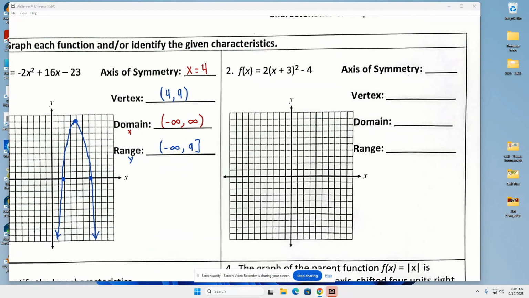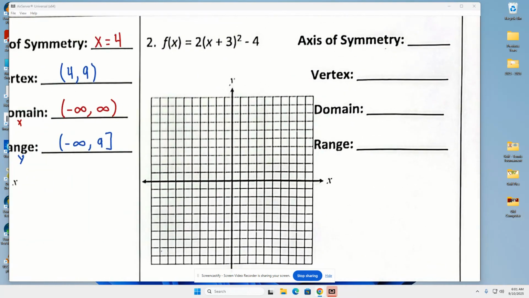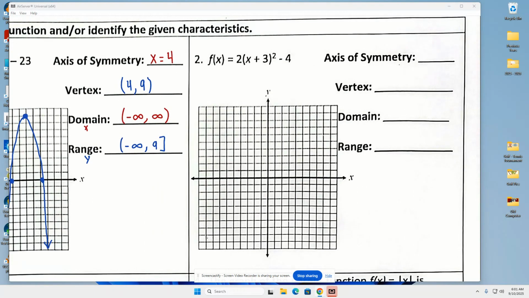All right, very simple. Your calculator will get you your graph, it'll get you your vertex, and then from there, all the other things are tied to that vertex. All right, let's move along and let's look at the next one.